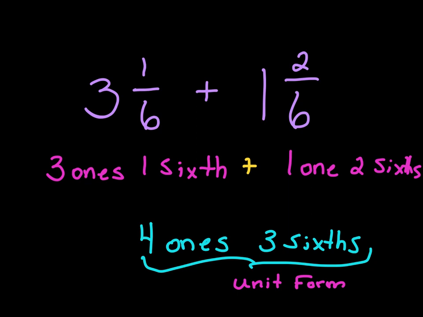3 and 1/6 plus 1 and 2/6. We can talk about this in unit form. We can say 3 ones and 1/6 plus 1 one and 2/6. When we add that up, 3 plus 1 is 4 ones. And then when we add the numerators, we're going to get 3. The denominator never changes, so that stays as 6 because they are alike. So it becomes 4 ones and 3 sixths, written in unit form.